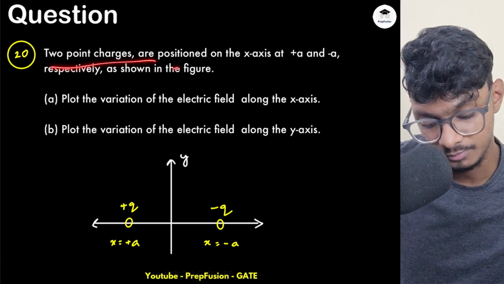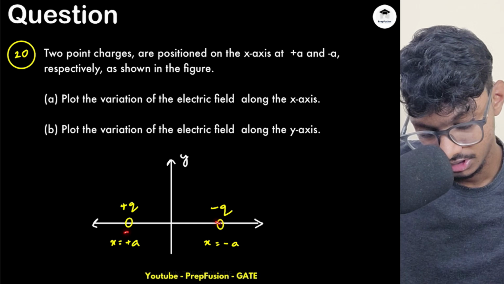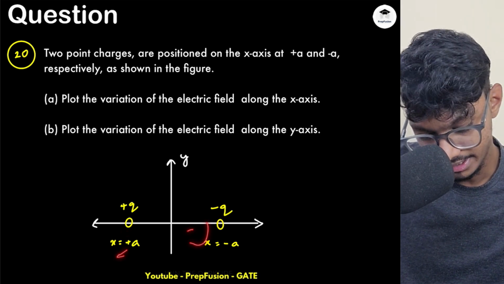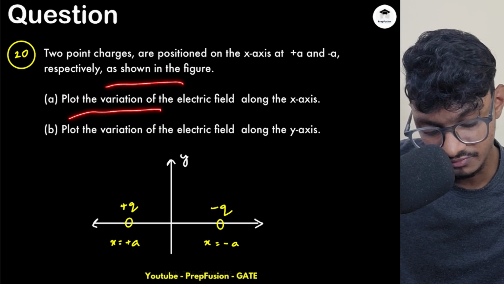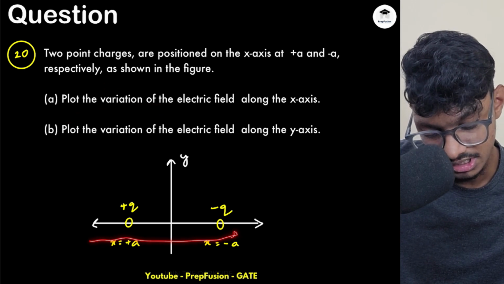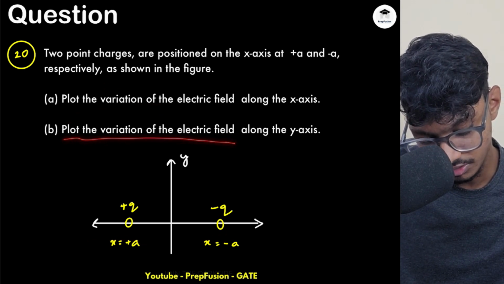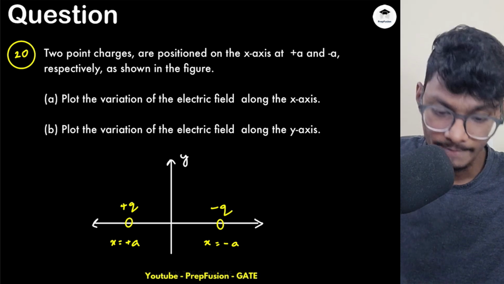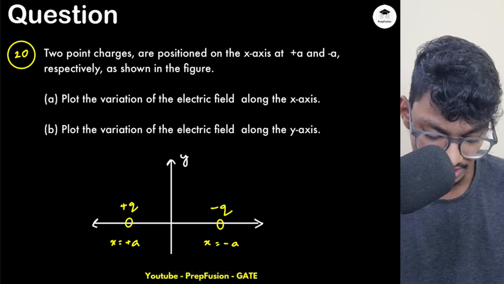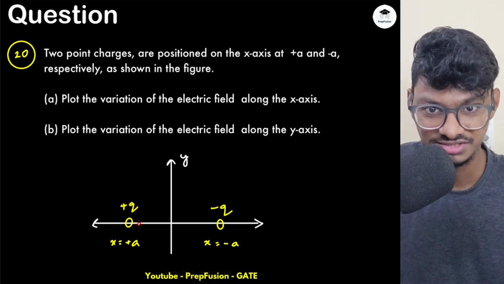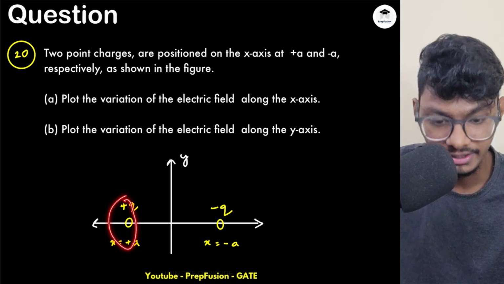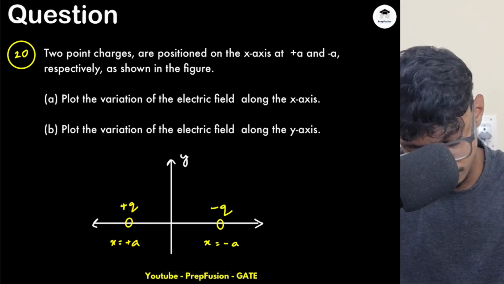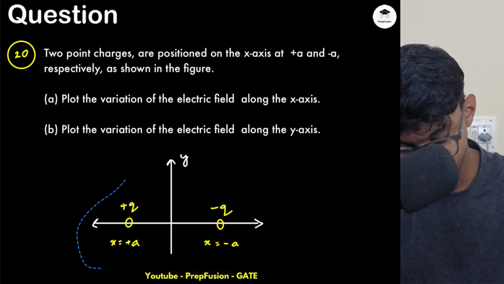Two point charges are positioned on the x-axis, plus q and minus q, at plus a and minus a respectively, as shown in the figure. Plot the variation of electric field along the x-axis and plot the variation of electric field along the y-axis. So this is a very good question. If I place a charge over here, what will happen? Electric field due to this will dominate, although this is also getting attracted.